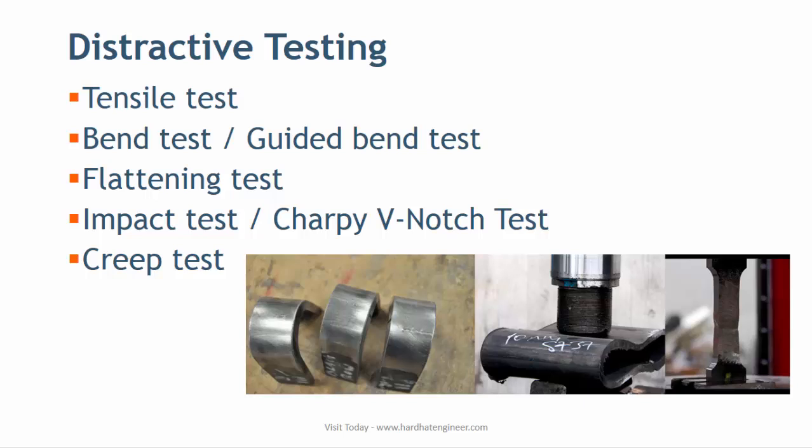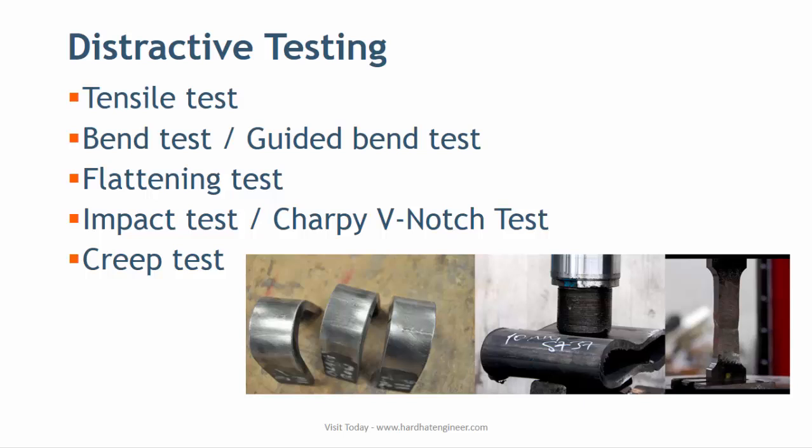Flattening test examines the ability of plastic deformation in pipe. Impact test, Charpy V-notch test, checks the ability of the material to withstand low temperature condition. Creep test is performed to check long-term effect of continued temperature under constant load on the steel.